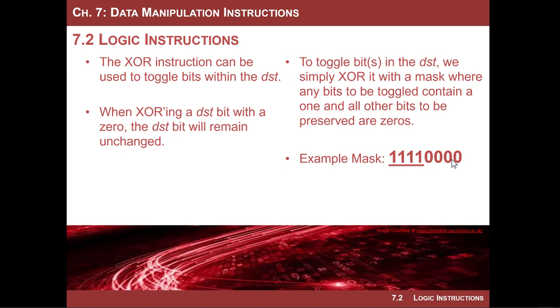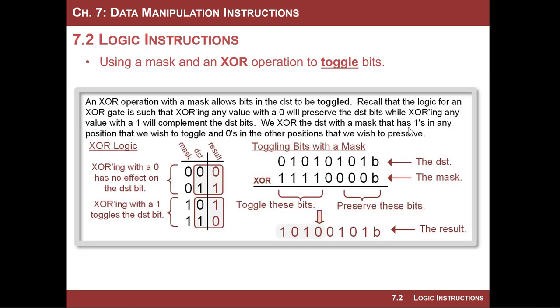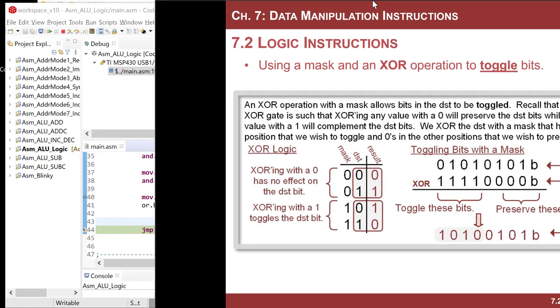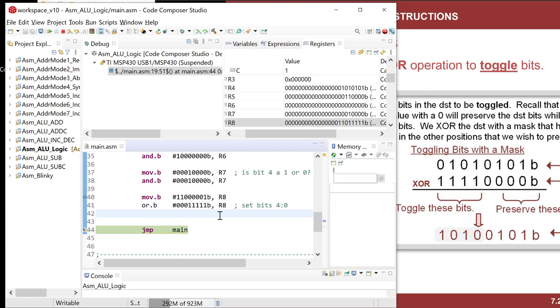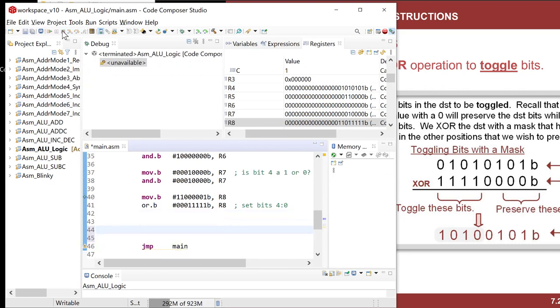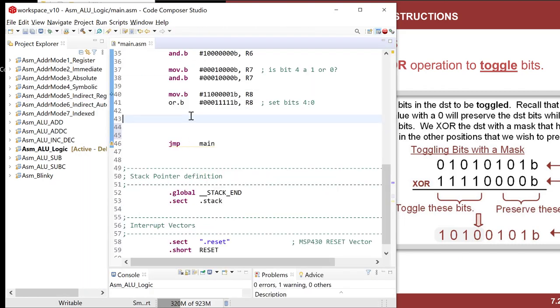So this example mask right here, if I did 1, 1, 1, 1, 0, 0, 0, 0, it would take the upper 4 bits of the destination and actually complement them. So it's like a bitwise complement. So let's do this one. Let's do this example as we wrap this up. So I'm going to come over here and I'm going to do this. Go ahead and stop my session and come over here.